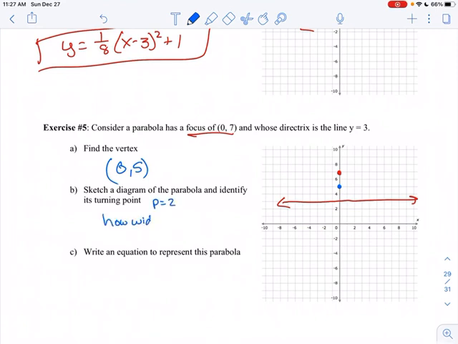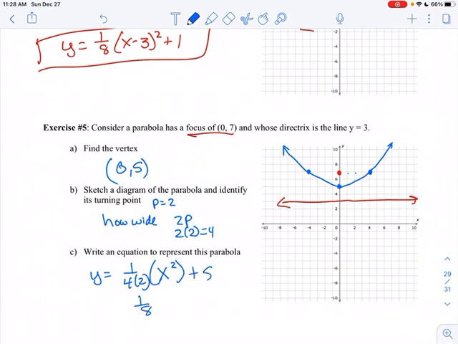How wide is it? We're going to talk about this some more tomorrow, it's 2p. So 2 times 2 is 4. So basically from that focus, I'm going to do 4, 1, 2, 3, 4 to the right, and 1, 2, 3, 4 to the left. And that tells me how wide it is. So then I can sketch it. And write an equation that we've been doing all along. So 1 over 4p, and it's (x minus 0) squared, so it's actually just x squared, plus 5. So 1/8 x squared plus 5, because my vertex was (0, 5).